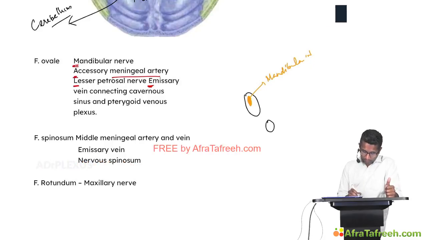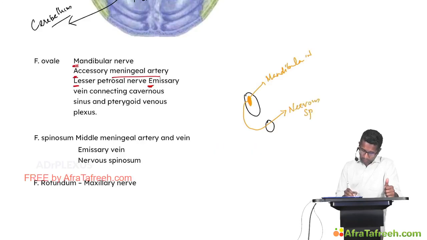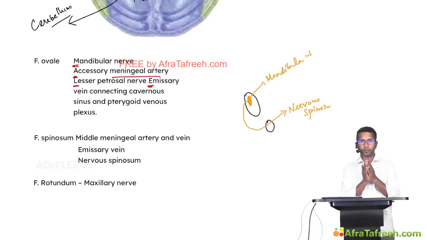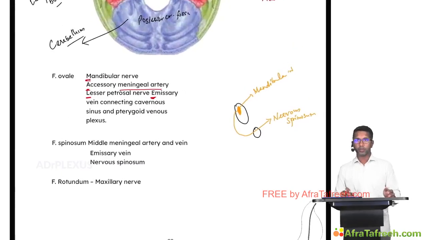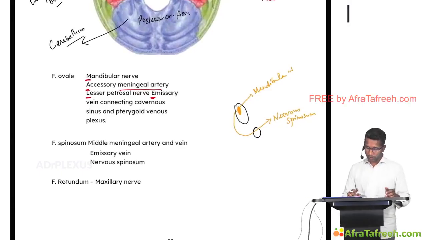This branch which is coming from the mandibular nerve passing through the foramen spinosum is called nervus spinosus. So the mandibular nerve passes through the foramen ovale, and from it there is a branch which enters the foramen spinosum, and that nerve is called nervus spinosus.